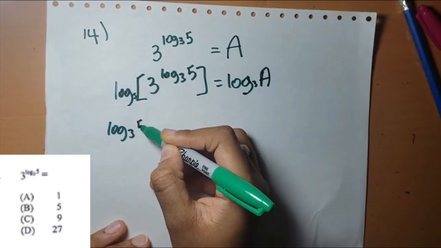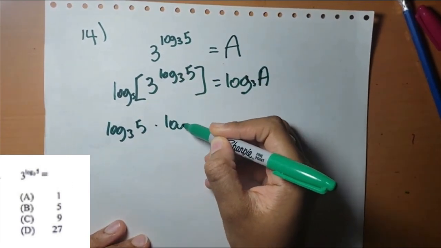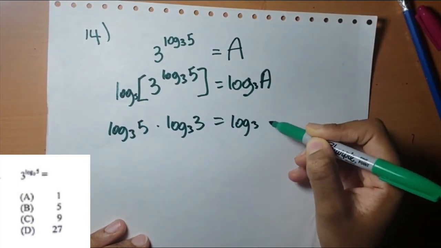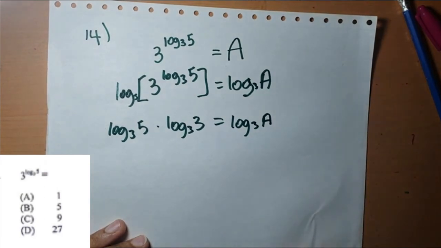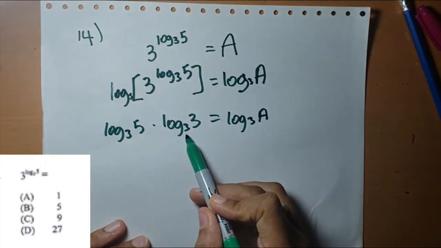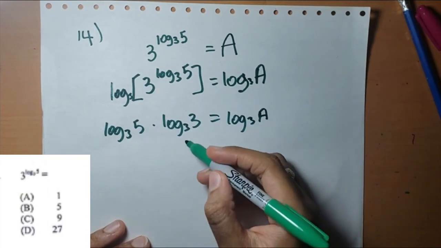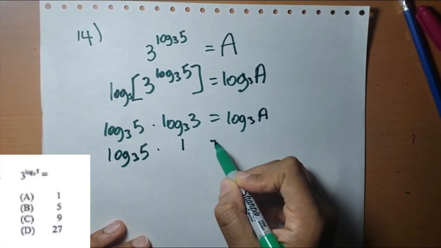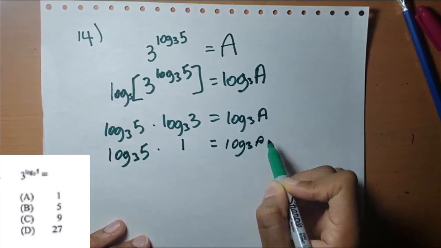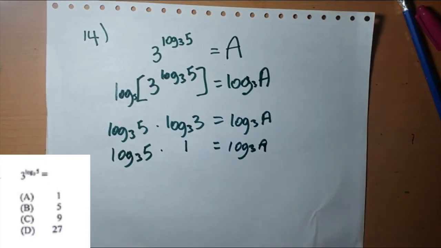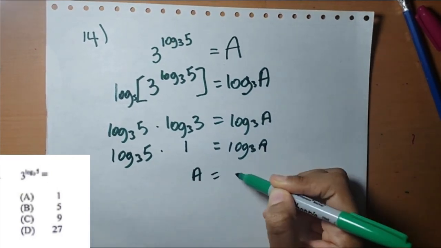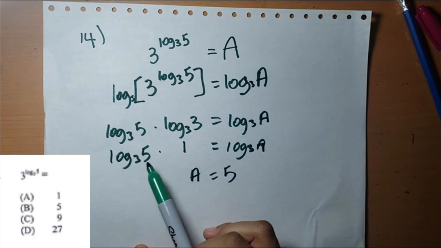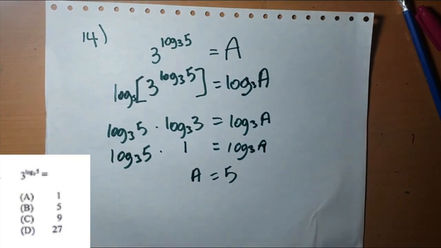Now the log base 3 of 5 is going to come to the front, and we'll be left with log base 3 of 3, and then that now is log base 3 of 8. Now when the base and the index are the same, then this will be 1. So ignore the 1. So by observation the answer is 5, because we're going to have log to the base 3 of 5 is equal to log to the base 3 of something, so then the something must be equal to 5.